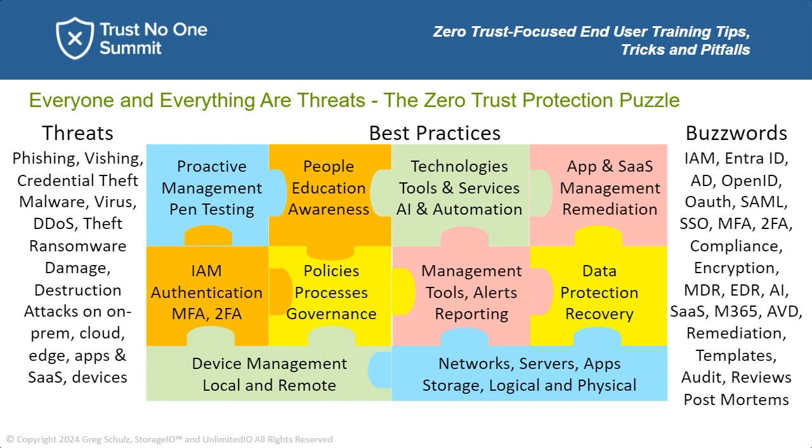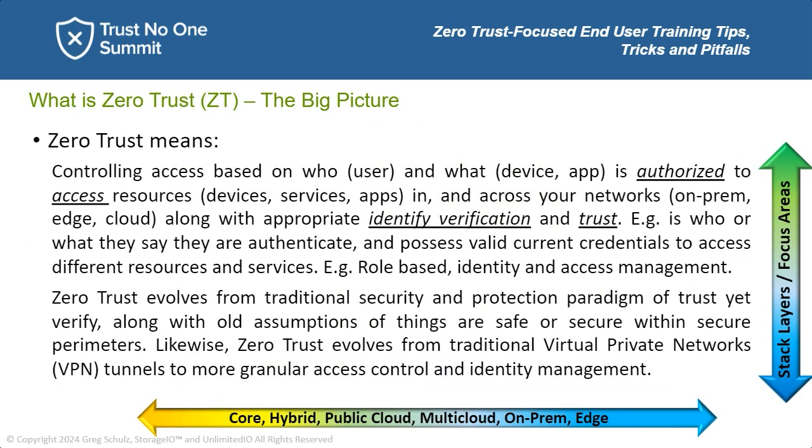So all these things have to come together in order to enable this zero trust environment, the zero trust paradigm and way of thinking and securing things. Okay, so real quick, what does zero trust mean in a nutshell? Simple. It's really, really simple. It's controlling the access based on who a user and what a device is authorized to access particular resources, i.e. devices, services, apps, and across your network, whether it be on-prem, edge, cloud.